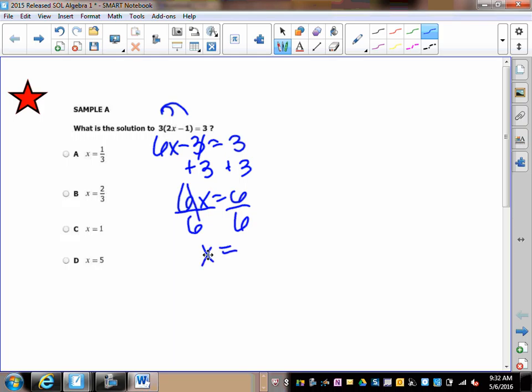What do we get for our answer choice for sample A? Good. X is 1, which is C. Good. Any questions on that one? You guys look like you're doing pretty good with that.